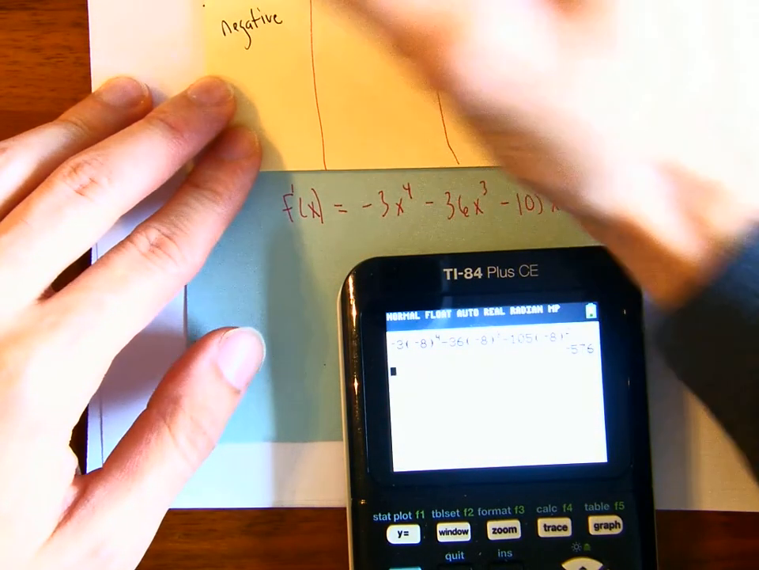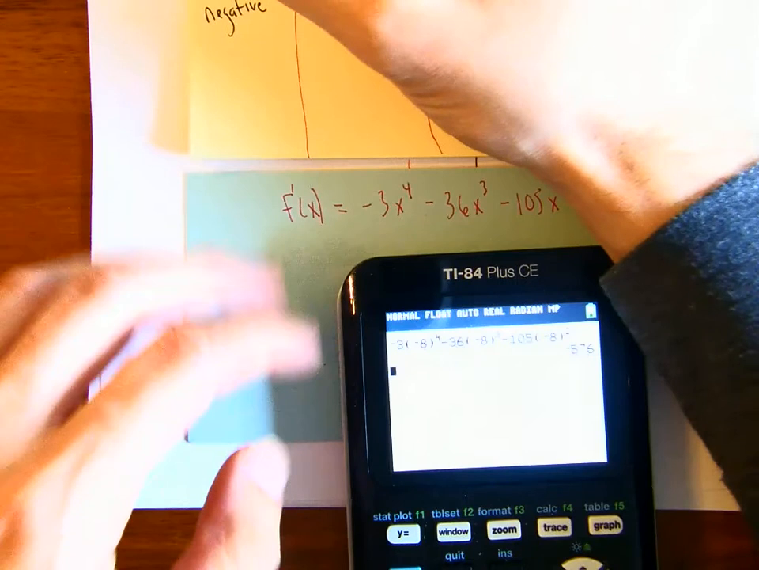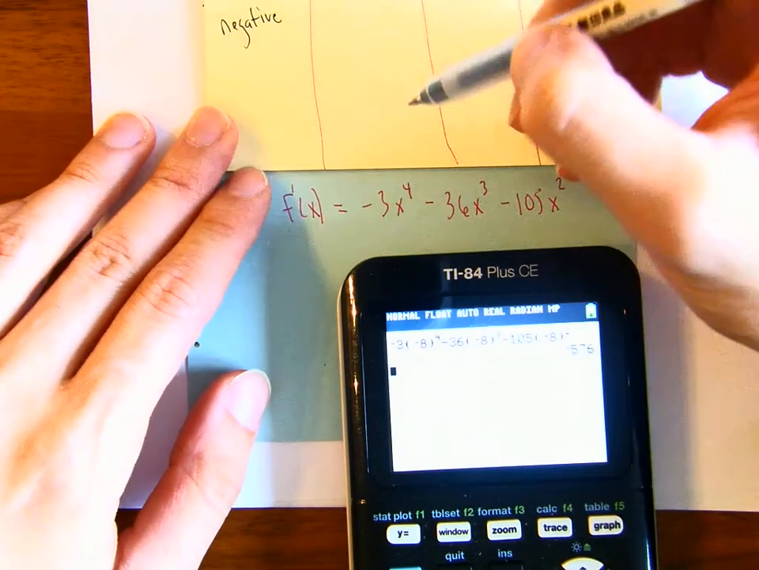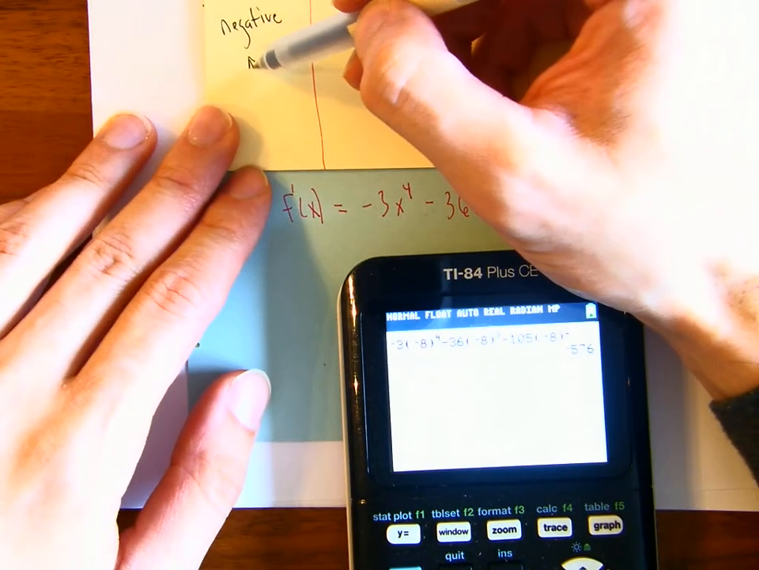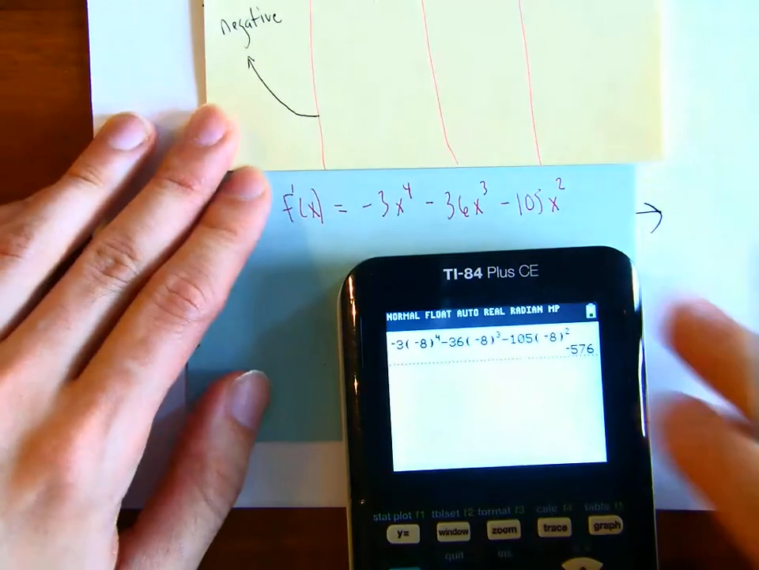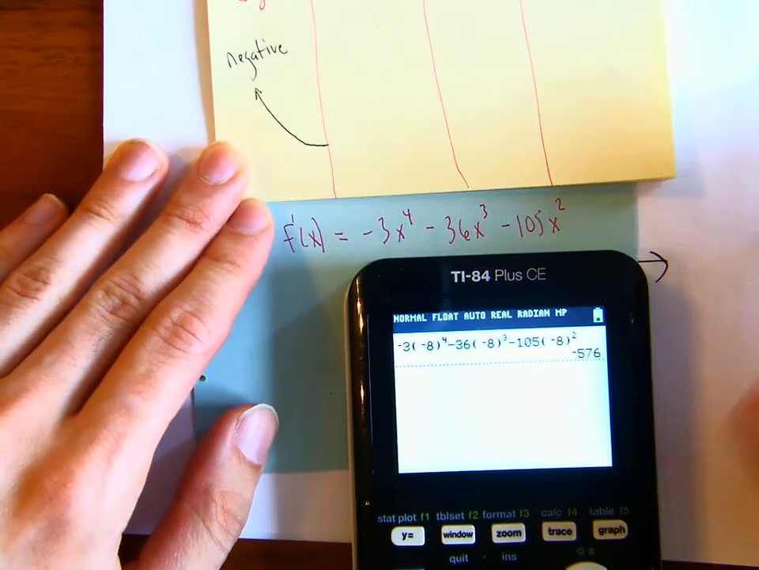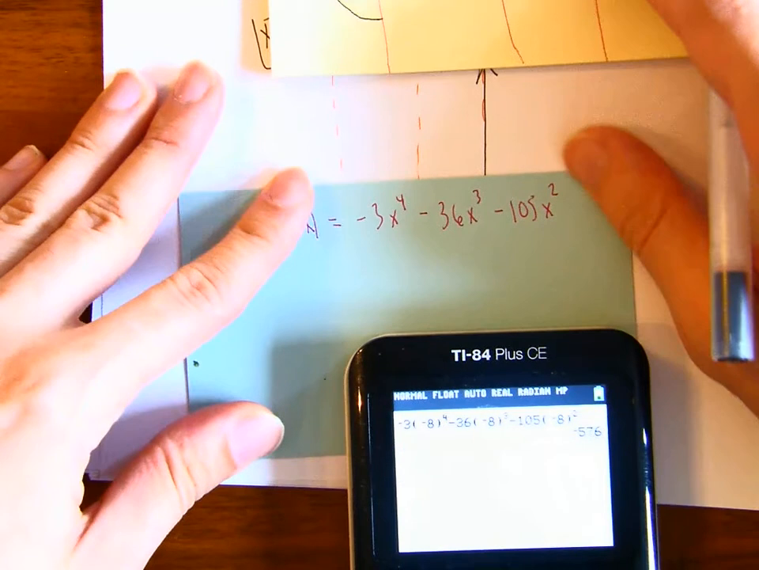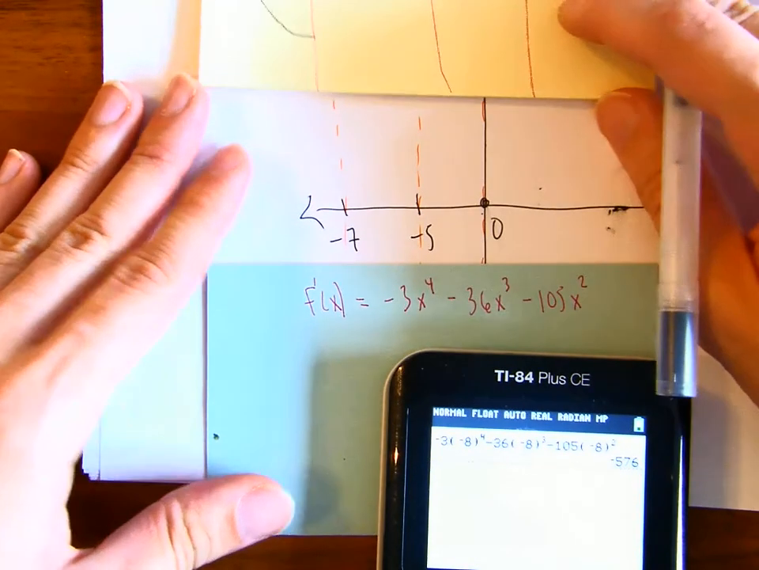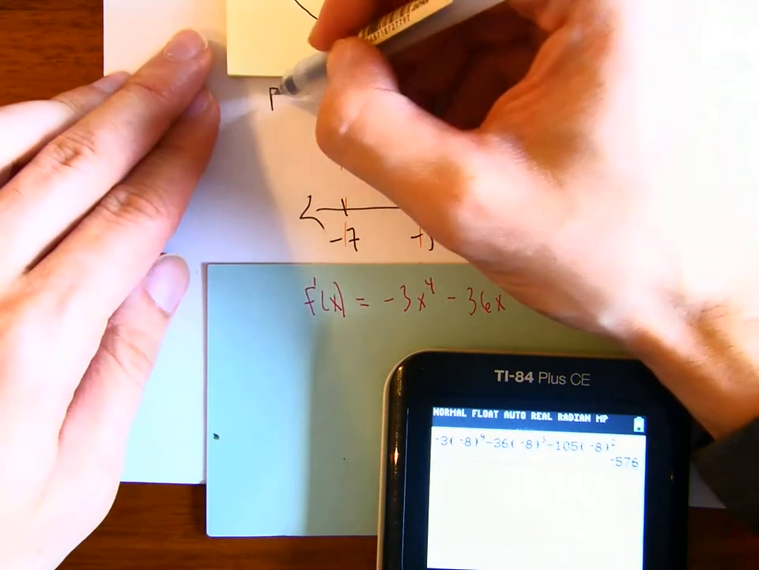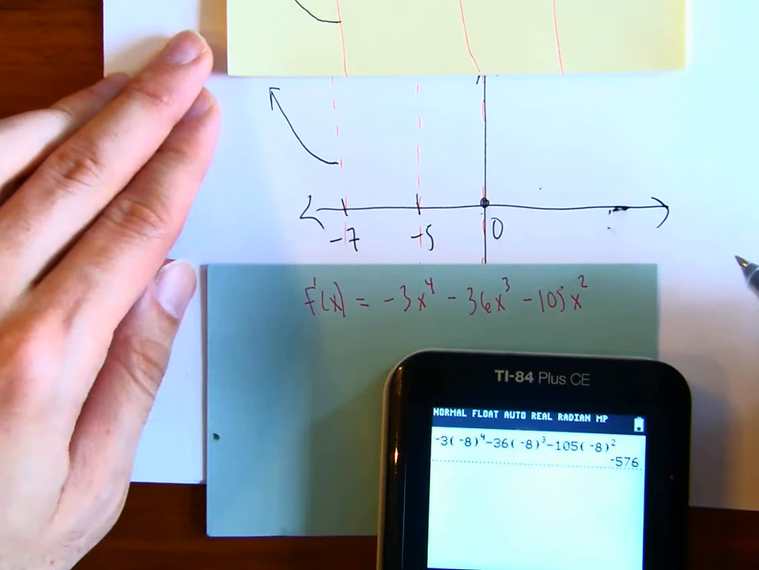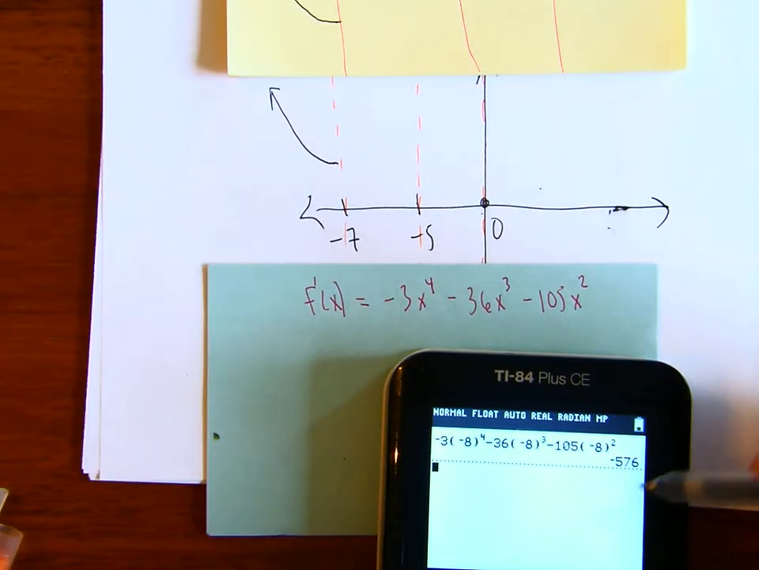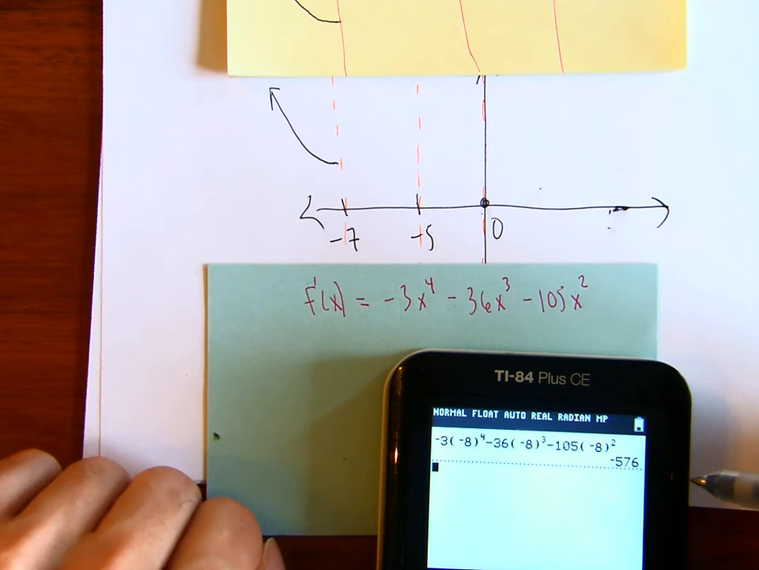And what does that mean? If you were to put this into Desmos, you know that the graph has to be coming in like this left of negative 7, something like this. Okay? And you know that the tangent lines are negative because when we plugged in a number left of negative 7, we got a negative value.